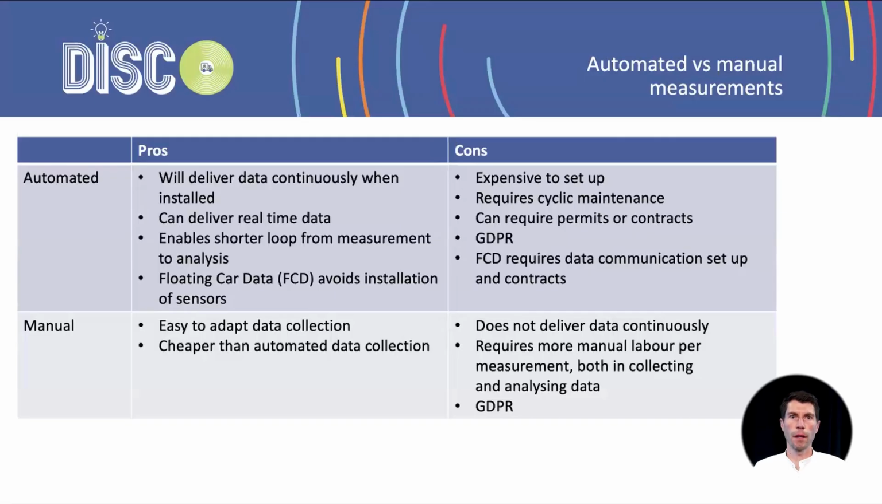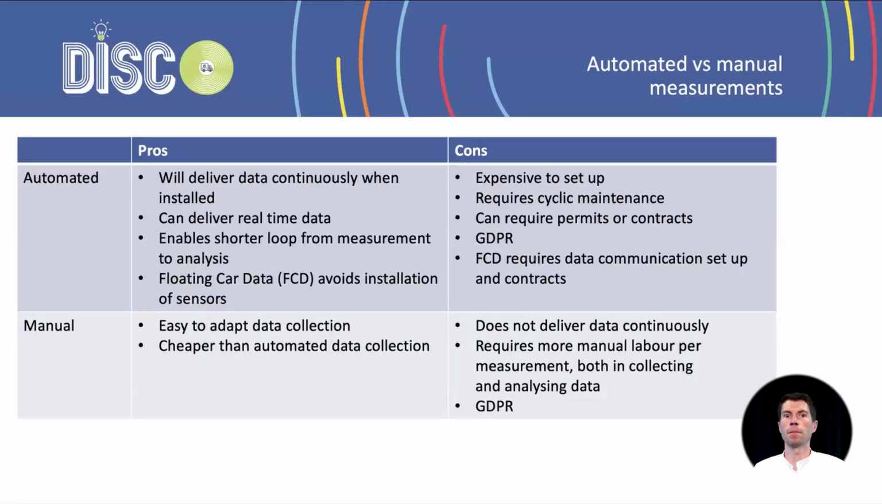Of course, there are pros and cons with both automated and manual measurements. While automated measurements, for example, deliver data continuously when installed, manual measurements do have benefits regarding costs or the adoption of data collection. Negative aspects for automated measurements are that they might require permits or contracts, for example, in the case of floating car data, or that cyclic maintenance is necessary to keep the sensors and the equipment running.